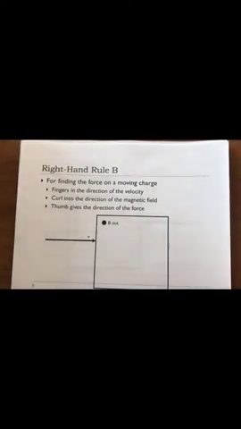Moving on to right-hand rule B. Right-hand rule B is for finding the force on a moving charge. This one works a little bit differently. You start by pointing your fingers in the direction of the velocity. You then curl into the direction of the magnetic field, and your thumb will give you the direction of the force. Now, if in the process of trying to do these you think you need to be Gumby, adjust things so it's comfortable.